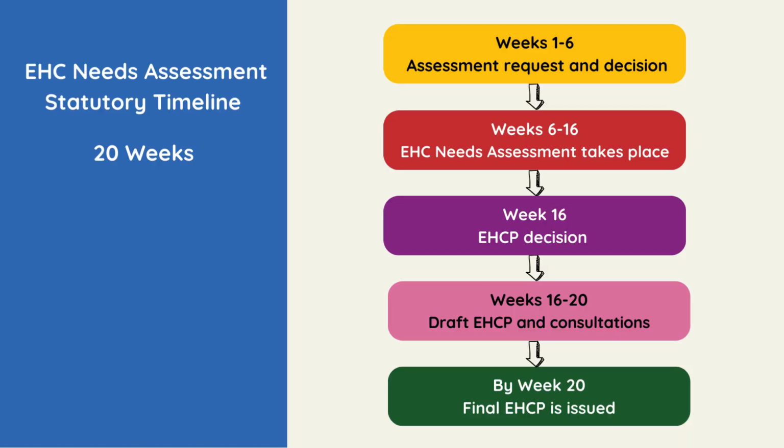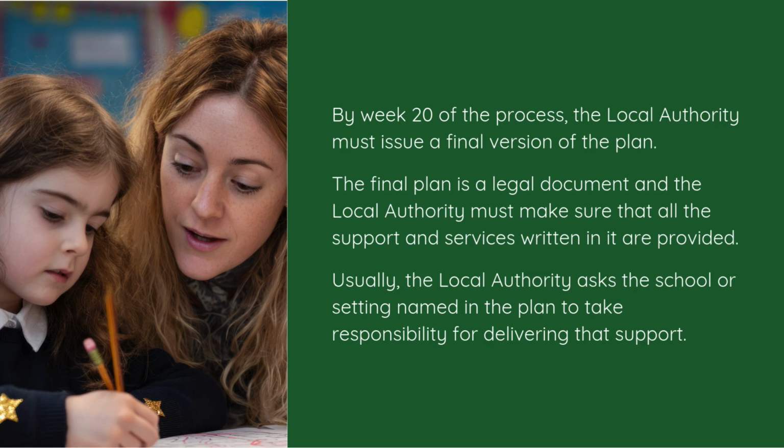By week 20, final EHCP is issued. By week 20 of the process, the local authority must issue a final version of the plan. The final plan is a legal document and the local authority must make sure that all of the support and services written in it are provided. Usually, the local authority asks the school or setting named in the plan to take responsibility for delivering that support.